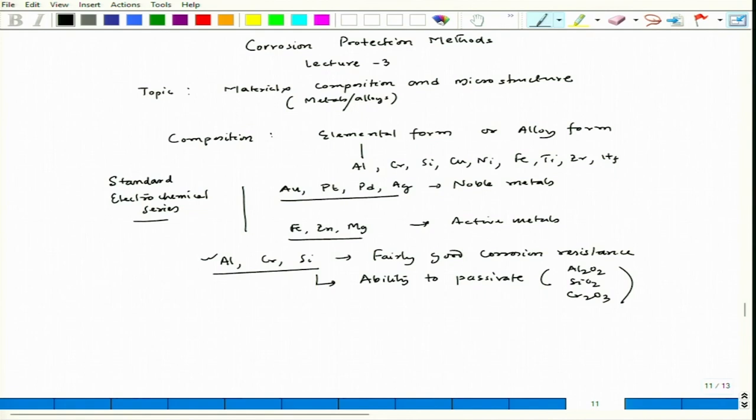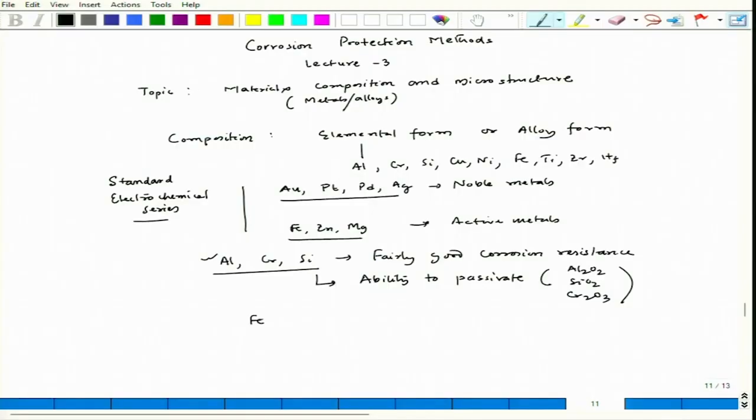In those cases, if we add some of the elements into that alloy system, we again get fairly good corrosion resistance. Like when we talk about iron, iron can have two states. One is the passivated state, and one is the active state.